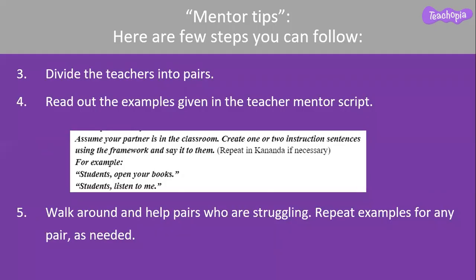After repeating the instruction and repeating the example, you will divide the teachers into pairs, and then you will read out an example given from the teacher mentor script. You can use this as a backup if you are not able to give examples of your own. So here is a small snippet from the teacher mentor script. One is you can tell them to assume your partner is in the classroom. Create 1 or 2 instruction sentences using the framework and say to them, which means you can tell the teachers to think that their partner is a student in the classroom. How would they construct an instruction based sentence and tell the student using the 2 blocks?